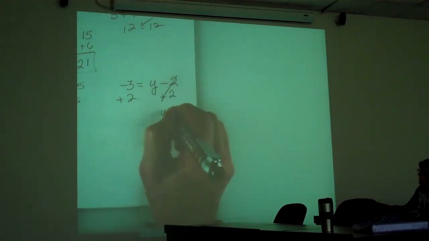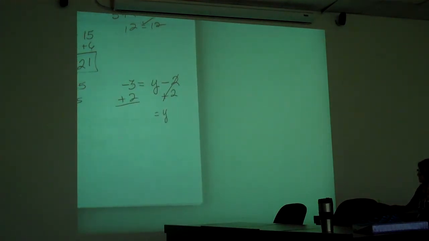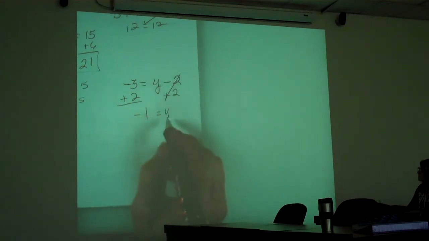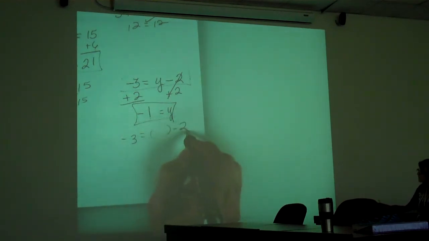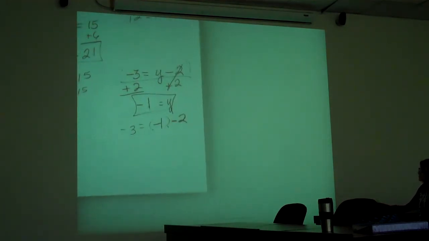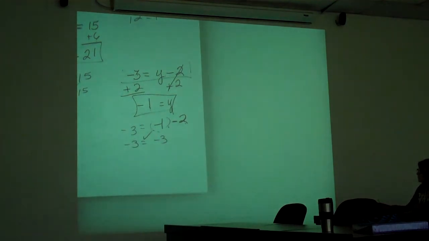That leaves the y. Negative 3 plus 2 is what? Negative 1. That's our answer. Now let's put our original equation, and where the y was, we'll put our solution. Our solution was negative 1. Negative 3 equals negative 1 minus 2. Negative 1 minus 2 is negative 3. It checks out.